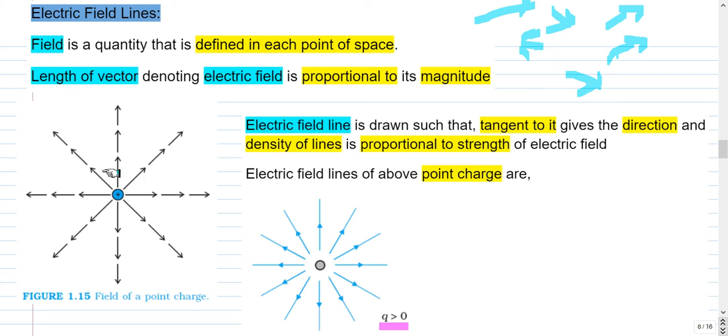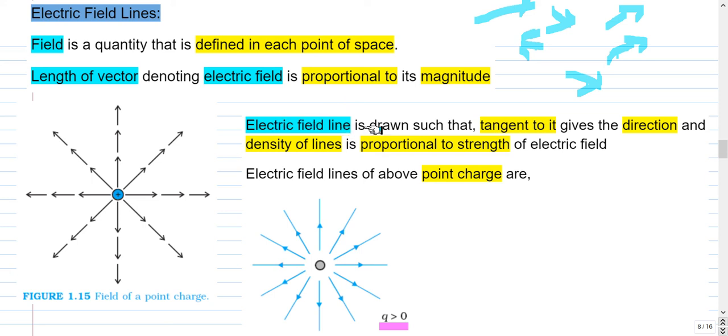But for a given r, the length of the electric field is the same, because the intensity depends only on the radial distance r, but not on the direction. But the direction will be radially outward. So even for this value of r, the length of the electric field vectors are the same, but the directions are different, and they are radially outward. This is the electric field vector.